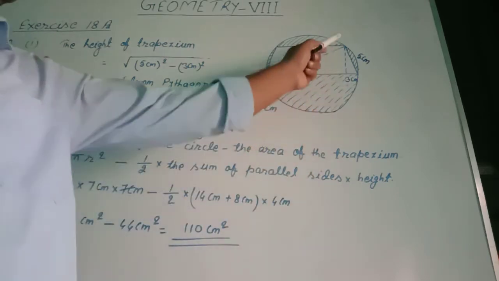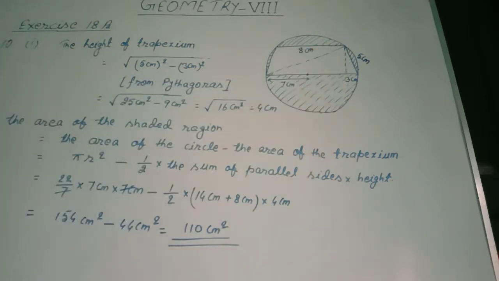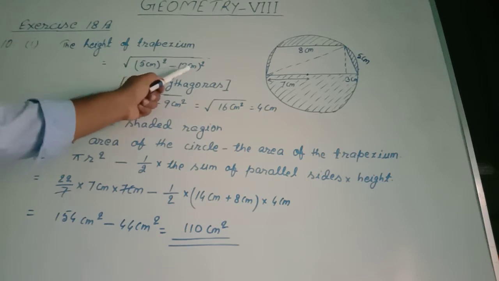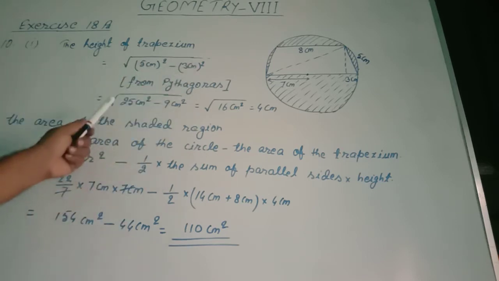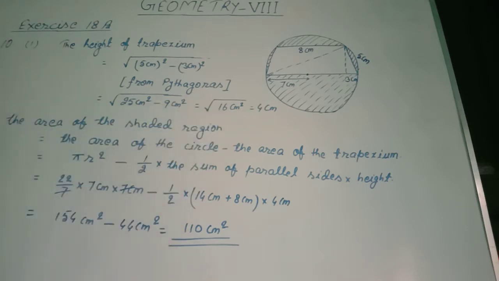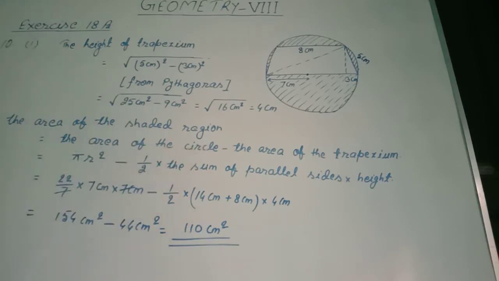From there I have got this perpendicular line from Pythagoras theorem. For that, square root of 5 centimeter square minus 3 centimeter square, I calculated and I got this length 4 centimeter. Then area of the shaded region equal to the area of the circle minus the area of the trapezium.